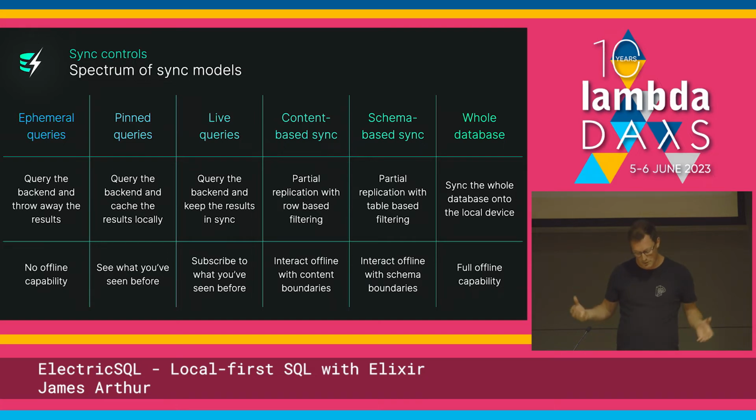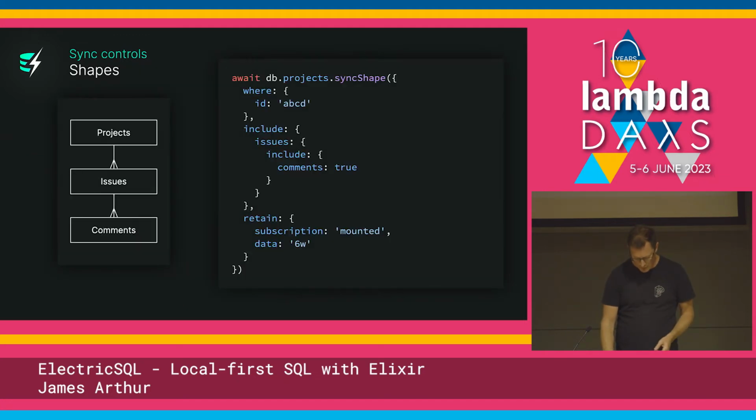And so what we tried to do is design a system that allows you to implement any of those strategies in your application. And what we have for that is a model that we call shape-based replication. A shape is basically a subset of data that you replicate out of the larger Postgres database onto the local device. Now you can see the API here. It's similar to what I was showing you in terms of the query API.